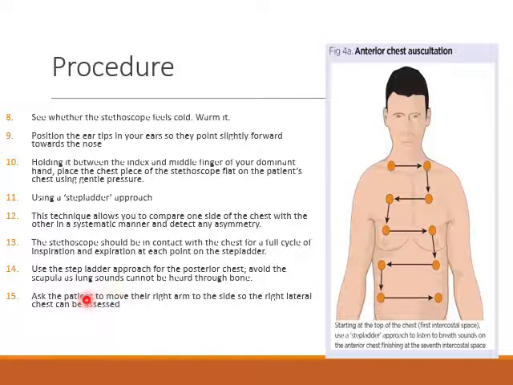And don't forget to ask the patient to move their right arm to the side so the right lateral chest can be assessed. The axilla, don't forget it. So the right upper axillary area, left upper axillary area, left lower axillary area, right lower axillary area. And the same, don't forget the posterior chest.